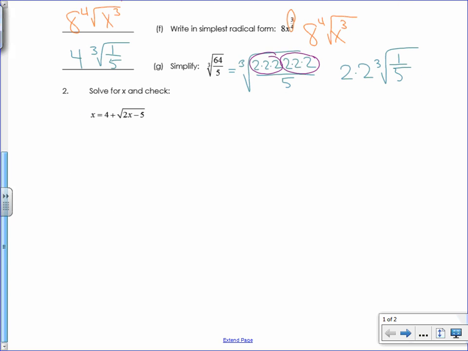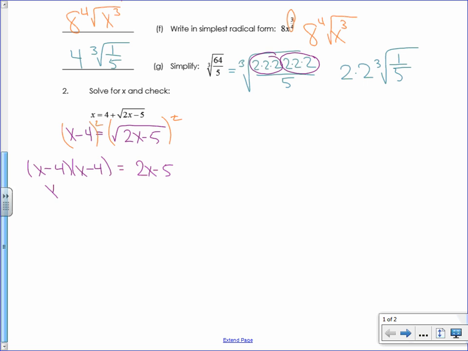Number 2, we had to solve and check. All right, we always have to check for extraneous roots. Before I can go ahead and square both sides, I need to get the radical isolated. So let's subtract 4. And now I can square. So here I just have 2x minus 5, but on the left, remember x minus 4, when you square that, you're going to have to FOIL, or do the box, or whatever you want. When you do that, you get x squared minus 8x plus 16.